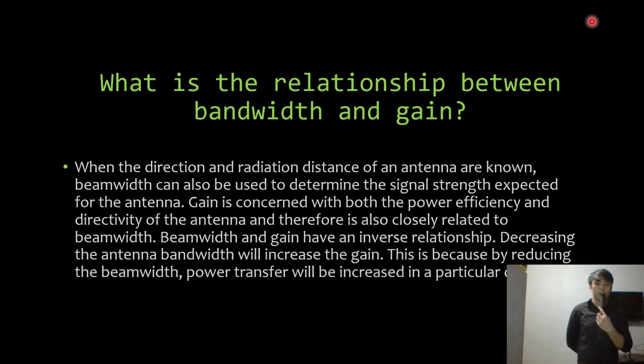So gain is concerned with both the power efficiency and the directivity of the antenna, and therefore is also closely related to the beam width. So beam width and gain have an inverse relationship: decreasing the antenna beam width will increase the gain. This is because by reducing the beam width, power transfer will be increased in a particular direction.